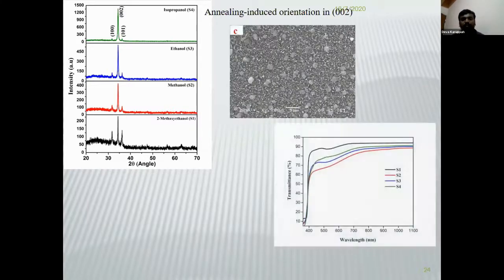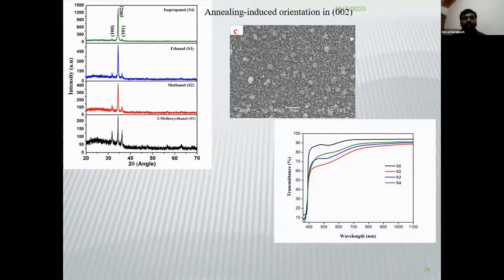And then annealing induced the creation of the 002 peak, because the main factor is the sol-gel method. Annealing is the main factor. Because we are preparing at room temperature for sol-gel dip coating and also spin coating, in that case many of the solvents cannot evaporate from the substrate. So in that case, you go for annealing.